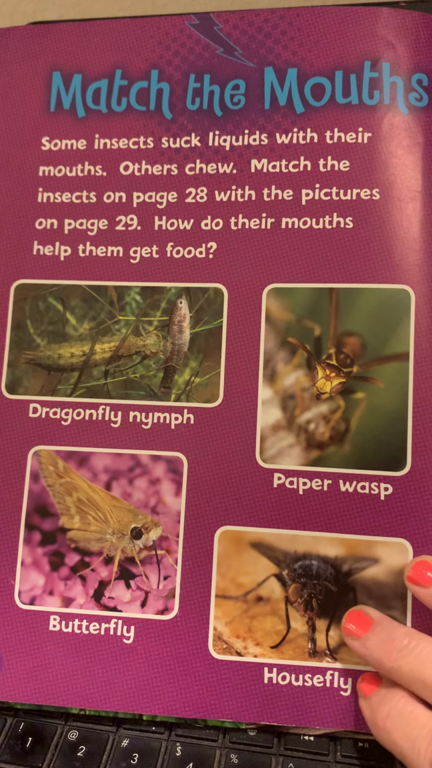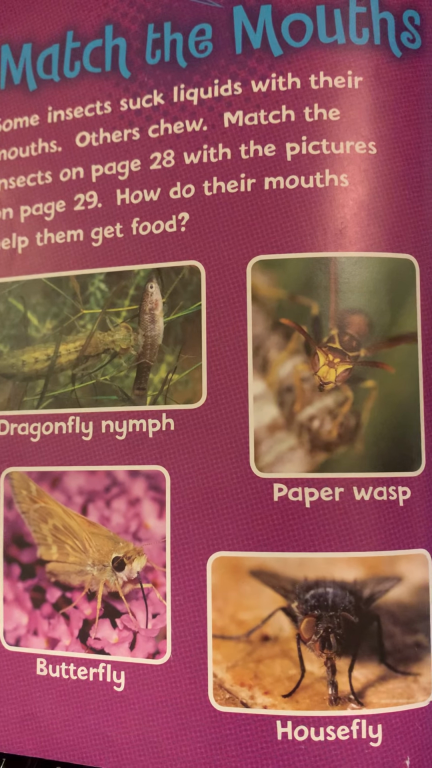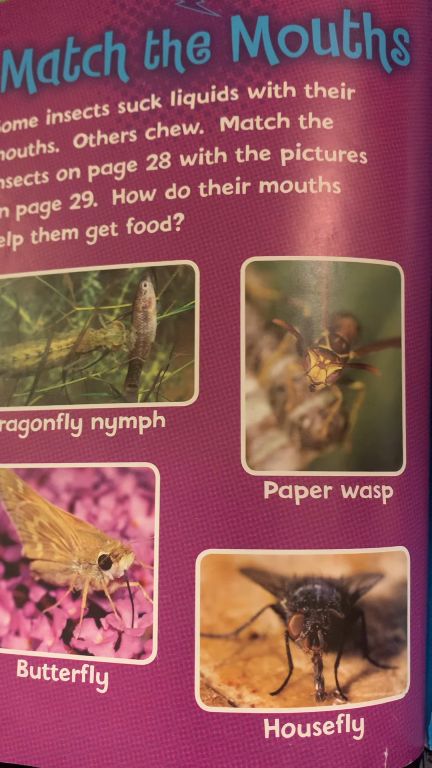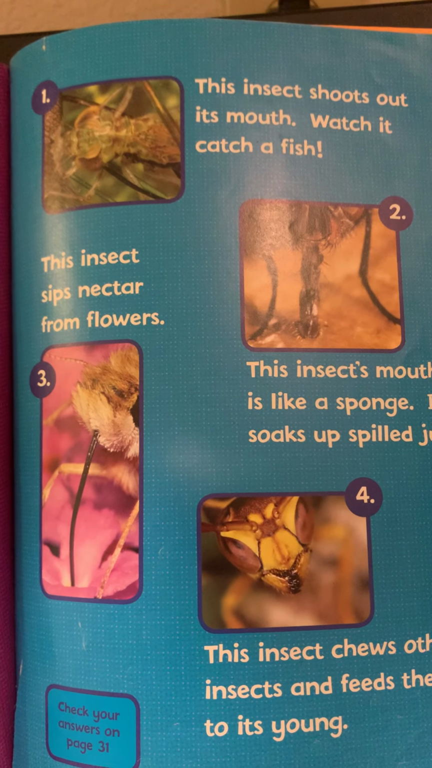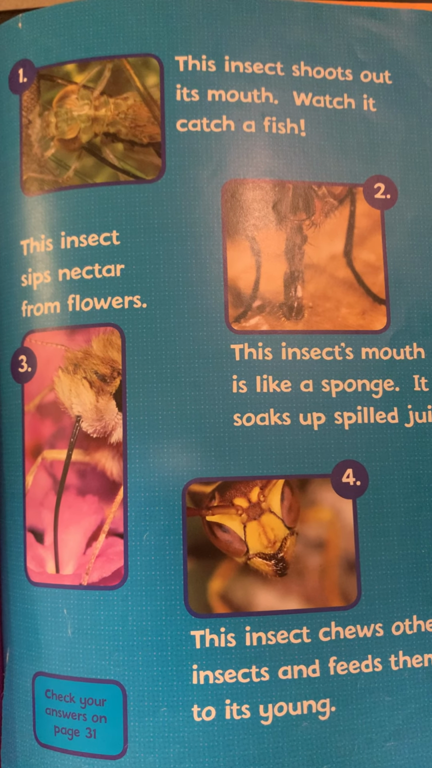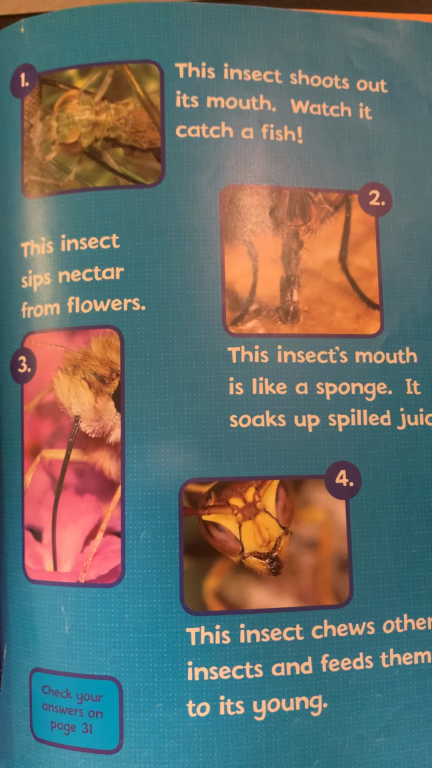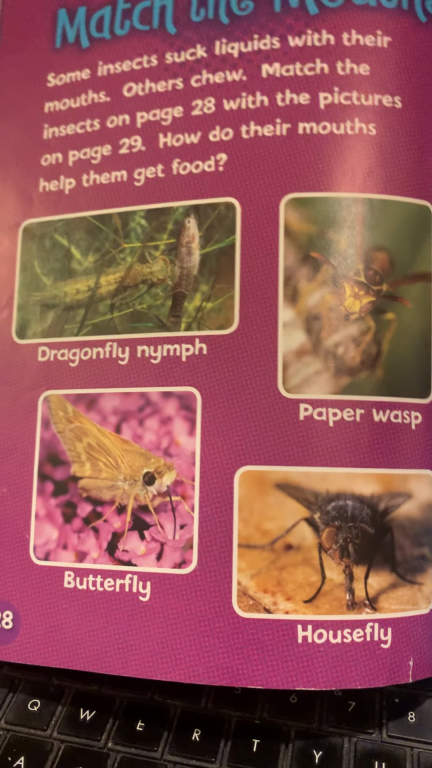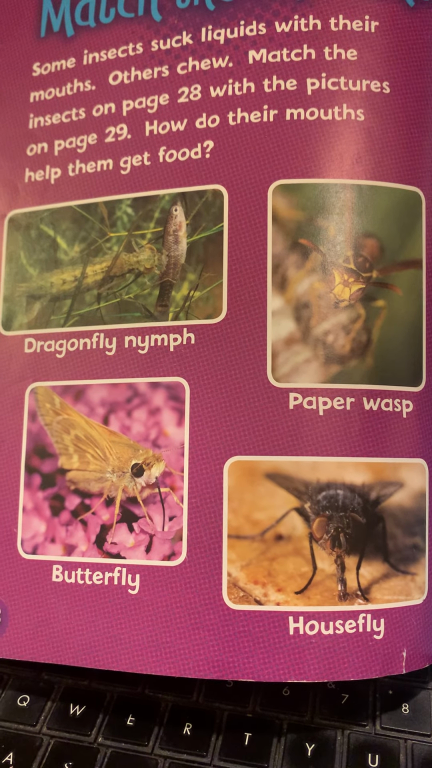Match the mouths. Okay, we've got a dragonfly nymph, a paper wasp, a butterfly, and a housefly. Look at this one. This insect shoots out its mouth. Watch it catch a fish. Well, it must be a fish. It's going to eat a fish, so it has to be in the water. I wonder which one of these could it be?